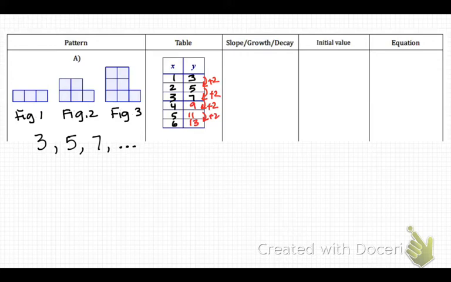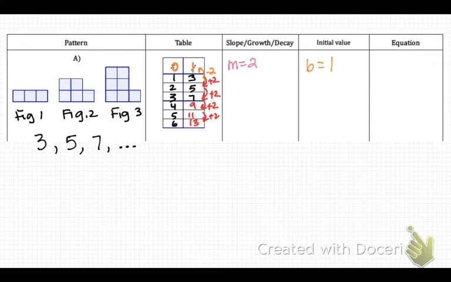Okay, our slope, growth or decay. What is our slope for this question? Good. m equals 2. Okay, what about my initial value? What is my b value? Is it 1? But 1 isn't on the table. Oh, okay, I have to go backwards. So I have to subtract 2. So 3 minus 2 is 1. Do we agree with that? Our zero term is 1?